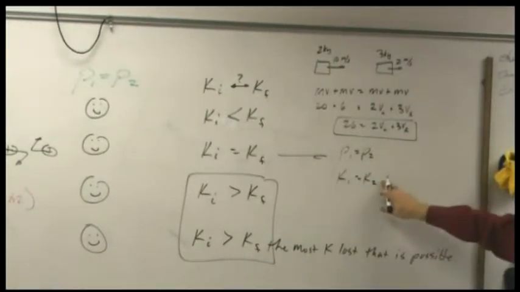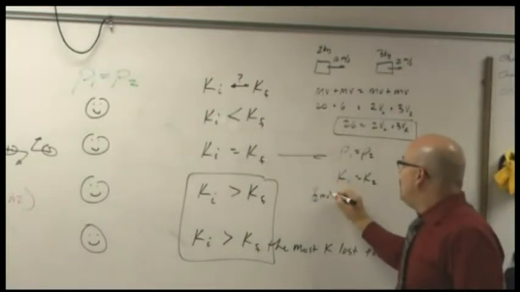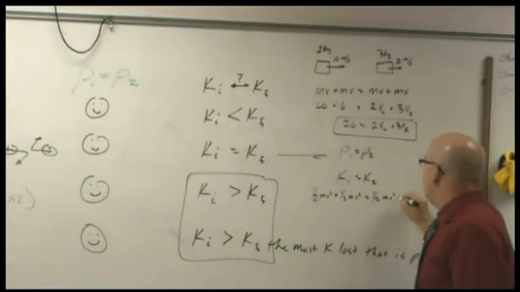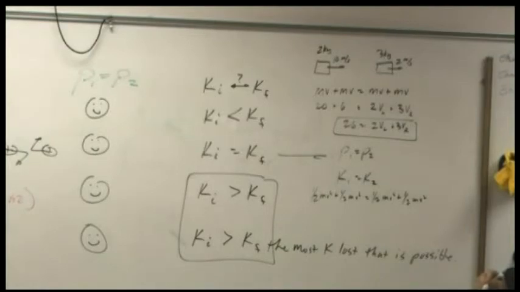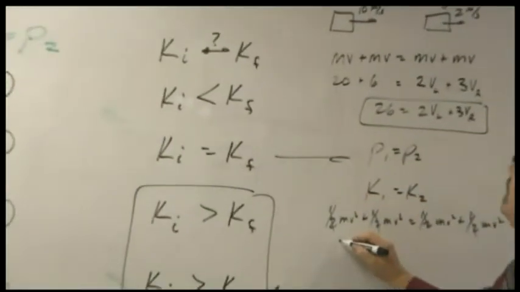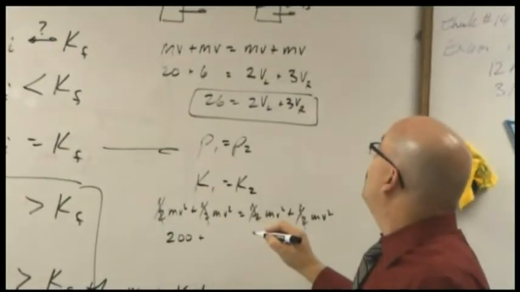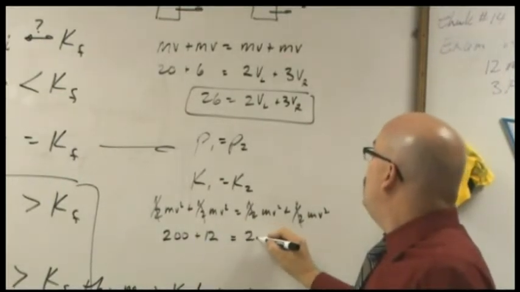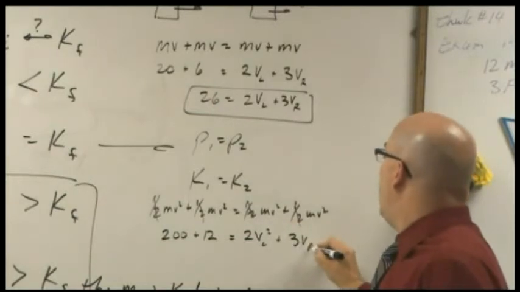So we could do energy. So let's do that. That means 1/2 mv squared plus 1/2 mv squared equals 1/2 mv squared plus 1/2 mv squared, because we have 2 objects before and after. Now I'm going to get rid of my halves, if you don't mind. I'm going to end up with 200 plus 12 equals 2vl squared plus 3vr squared.